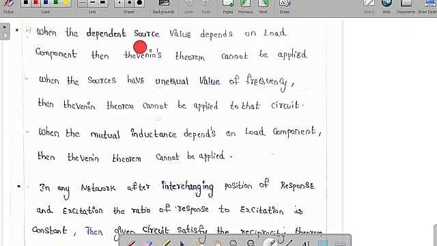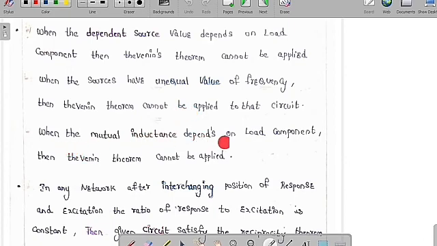When the dependent source value depends on the load component, then Thevenin's theorem cannot be applied. If there is a dependent source in the circuit and its value depends upon the load, you can't apply Thevenin's theorem. And when the sources have unequal frequencies, Thevenin's theorem cannot be applied either. Even if a circuit has different frequencies, you can solve that question only by using superposition, not by any other theorem.